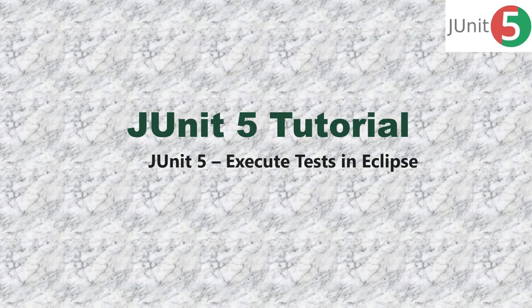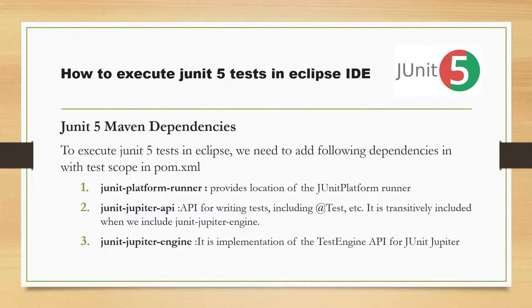So let's come back to the slide, and here first of all we'll understand what dependencies we need to add and what the scope should be while adding these dependencies. To execute JUnit 5 tests in Eclipse, we need to add the following dependencies with test scope in pom.xml. First of all, the JUnit platform runner, which I showed you is currently commented out, that provides the location of the JUnit platform runner. Second, you have to specify JUnit Jupiter API, which provides the API for writing tests, including @Test.